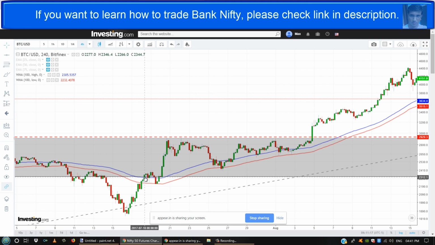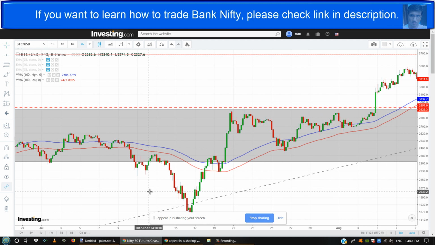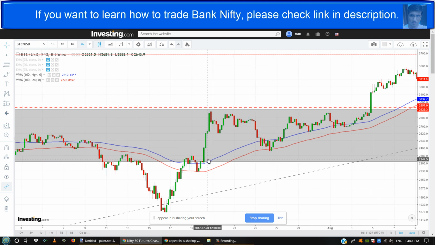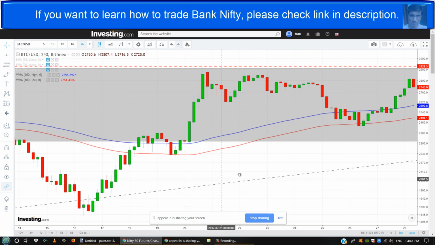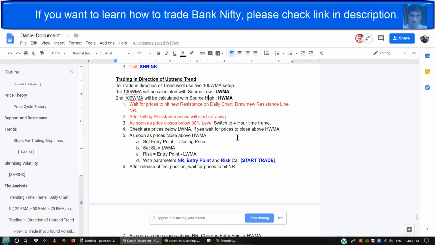If you go a little bit to the left, is this not the first candle? Yeah, that one is not the first candle. This is the first candle that closed above the HWMA. Ah, okay. Sure. So this is the first candle. Do you want me to make it bigger? No, it's fine. This is the first candle. So after closing, you would take your buy position there, and this will be your stop loss, the LWMA, as per here.